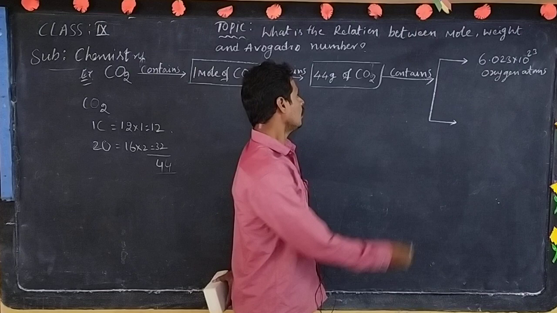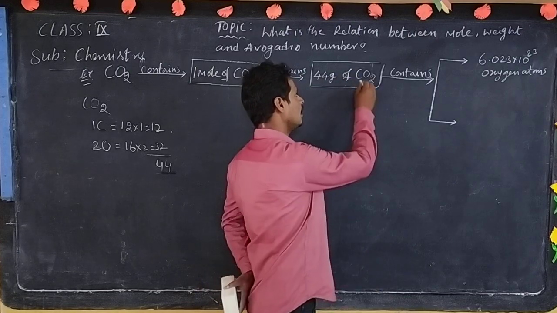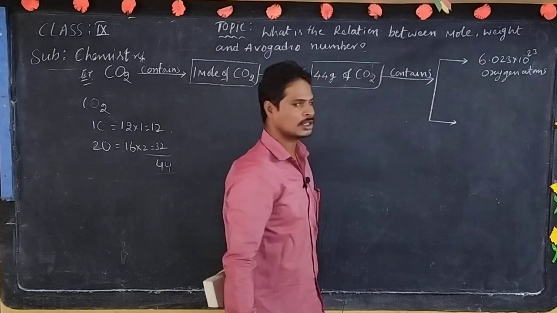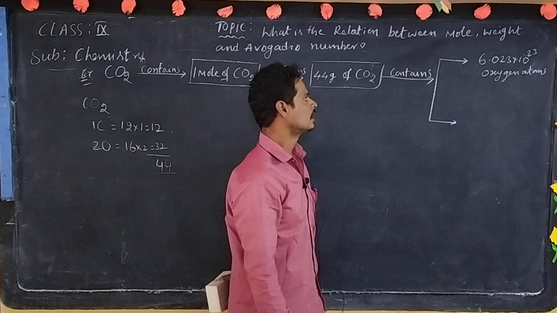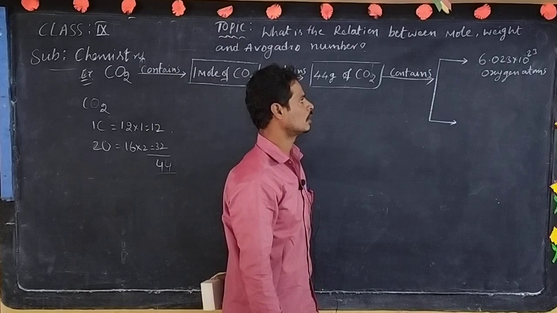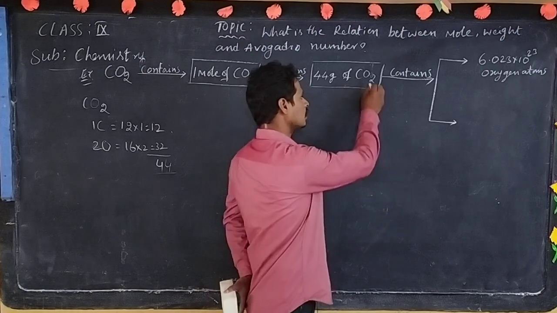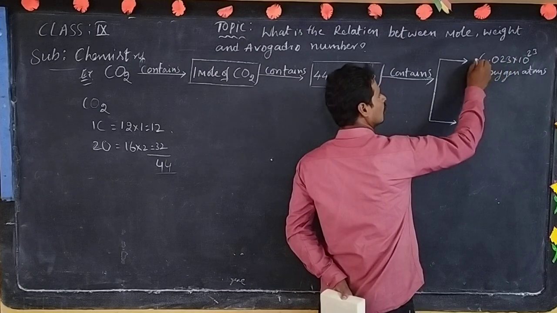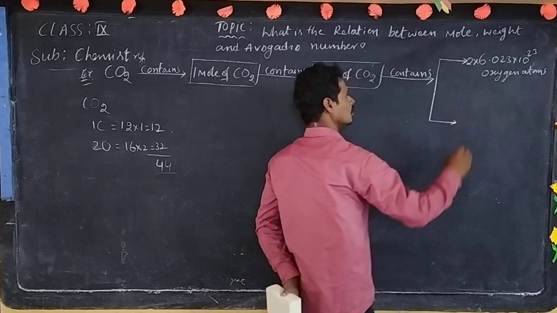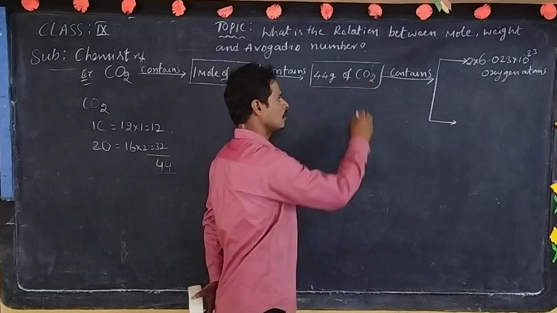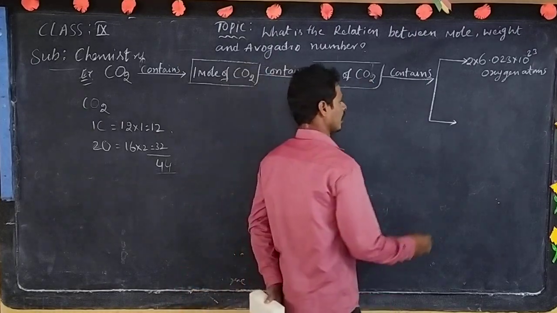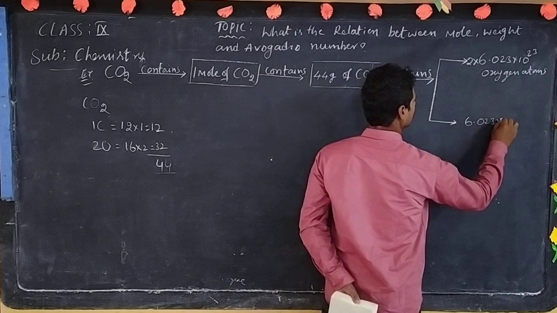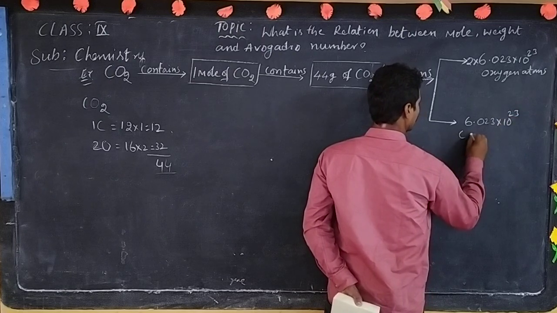So here observe, 44 grams of carbon dioxide contains carbon and oxygen. How many oxygen particles does oxygen contain? That means Avogadro number, 6.023 into 10 to the power 23 oxygen atoms. Here there are 2 oxygen atoms, so 1 oxygen equals this value, and 2 oxygens equal 2 into 6.023 into 10 to the power 23. Next, here there is 1 carbon. It contains 6.023 into 10 to the power 23 carbon atoms.